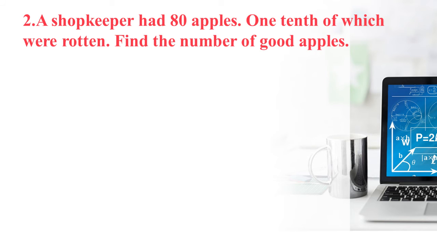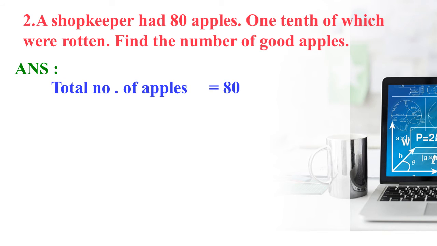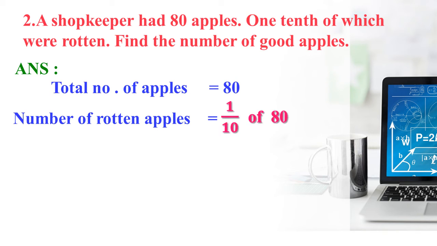Second problem. A shopkeeper had 80 apples, 1 by 10 of which were rotten. Find the number of good apples. So first let us write the total number of apples. Total number of apples equal to 80. Let us find the number of rotten apples. So number of rotten apples equal to 1 by 10 of 80. Here 1 by 10 of 80 can be written as 1 by 10 multiplied by 80.